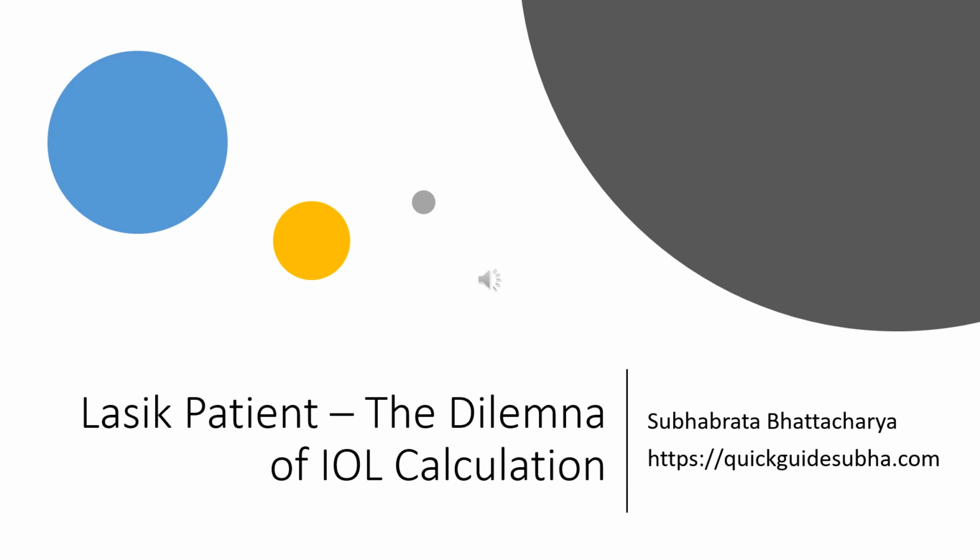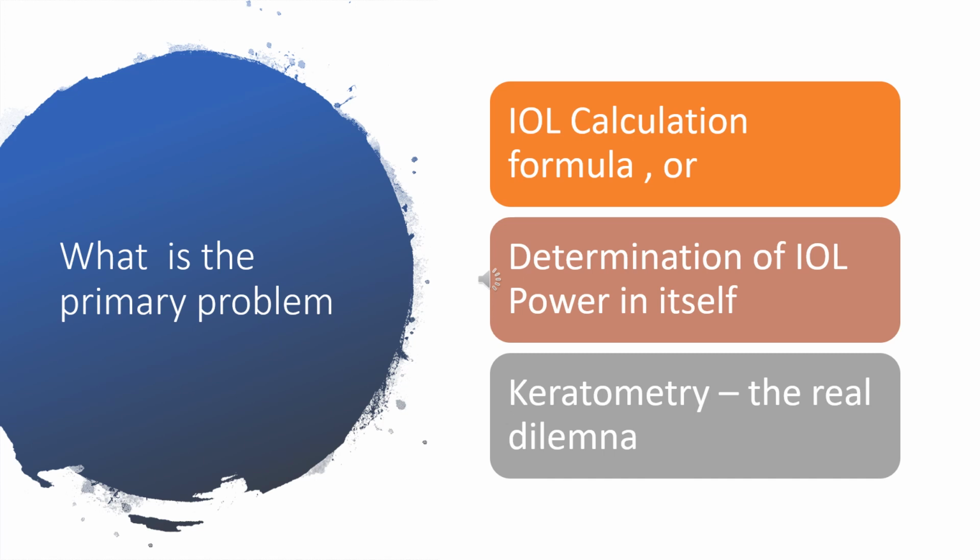Even before that, we may have to take a step back and think of how we generate the keratometry values for these patients. Is there a best way to generate the keratometry values for these myopic Lasik patients? So in short, even before thinking of which IOL calculation formula to be used for these Lasik patients, to me, the most important question is how do we generate the keratometry values for these patients, and is that the right way, or is there a better way of doing what we are doing today?